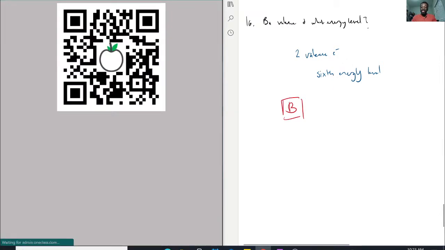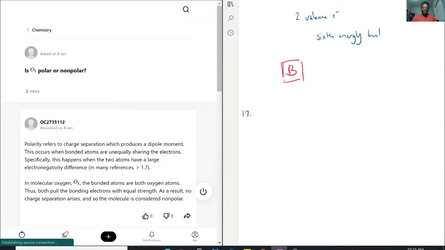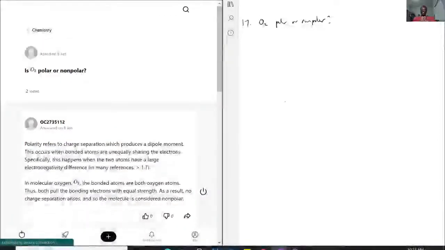And now for question number 17. This one's asking us, is O2 polar or nonpolar? So, funny enough, there's many ways to approach this. But the best and most direct way is to just go to our electronegativity comparisons. These are both oxygen. They have the same electronegativity. The electronegativity difference in O2 would be 0.